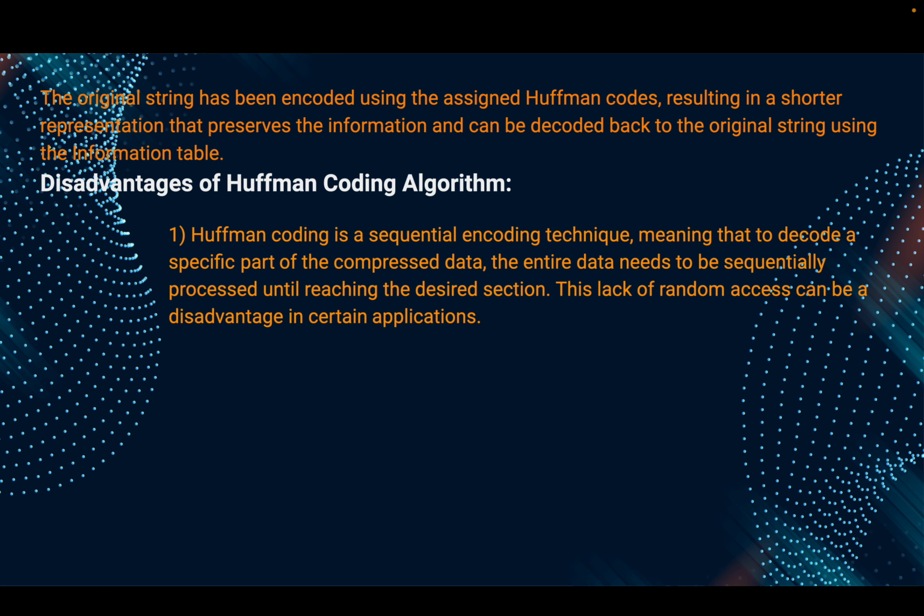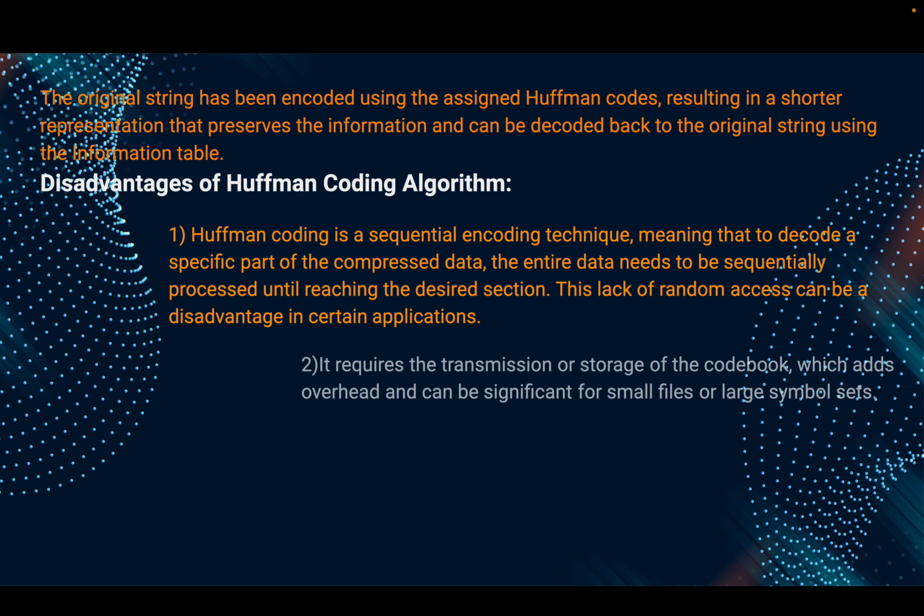Here are disadvantages of the Huffman coding algorithm. Huffman coding is a sequential encoding technique, meaning that to decode a specific part of the compressed data, the entire data needs to be sequentially processed until reaching the desired section. This lack of random access can be a disadvantage in certain applications.